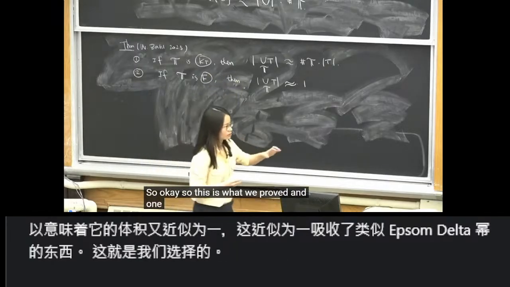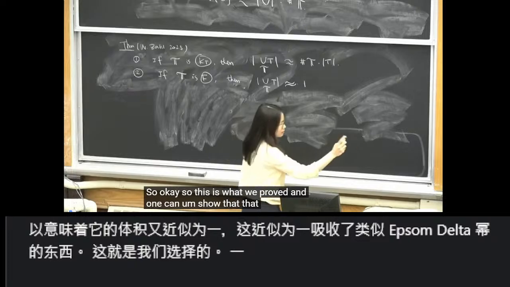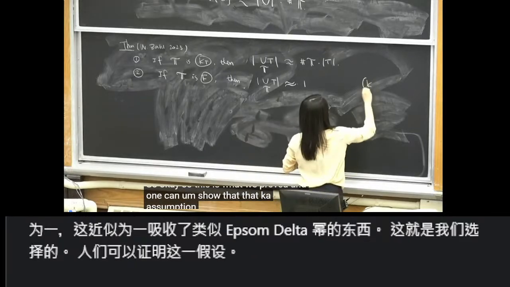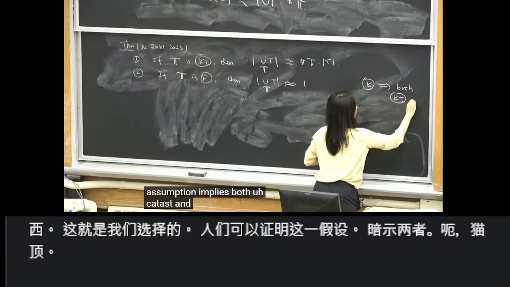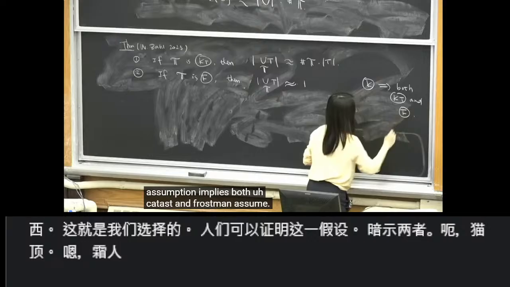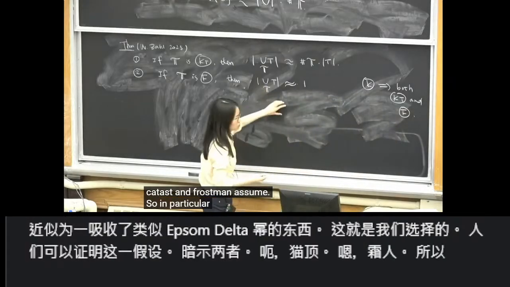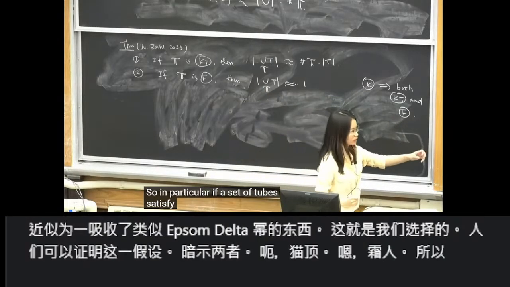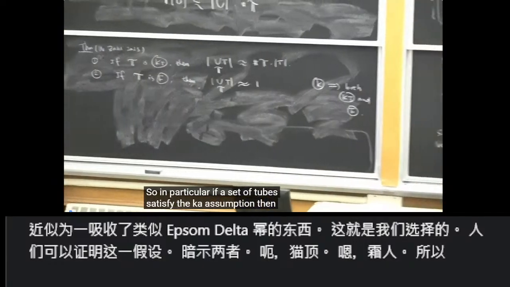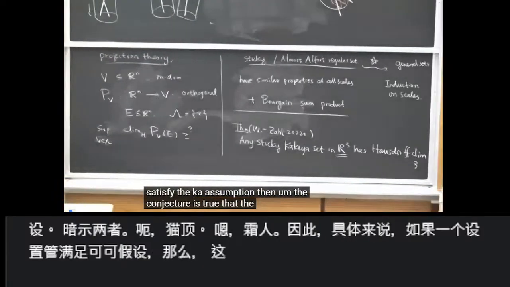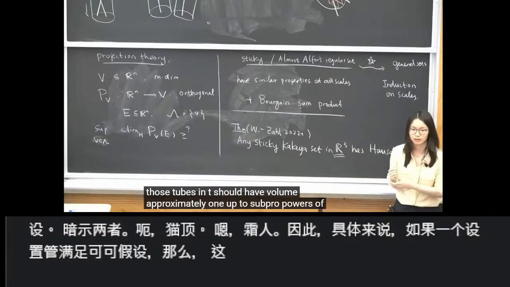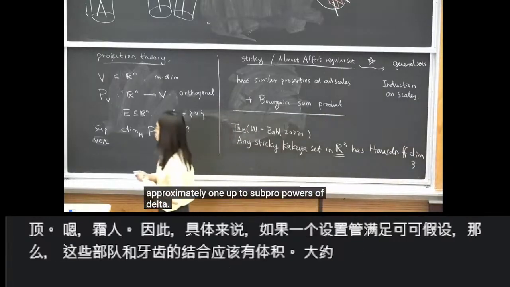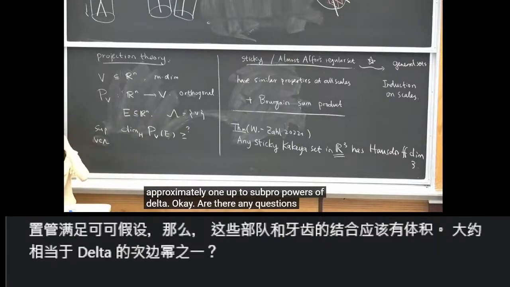And one can show that the Kakeya assumption implies both the Kakeya-Wolff and Frostman axioms. So in particular, if a set of tubes satisfies the Kakeya assumption, then the conjecture is true that the union of those tubes in T should have volume approximately 1 up to subpolynomial powers of delta. Okay, are there any questions about it?